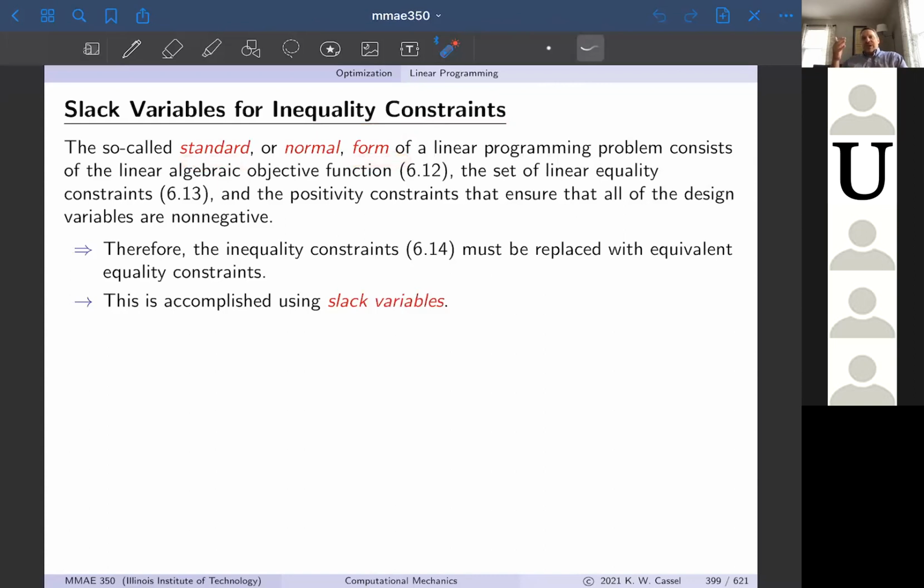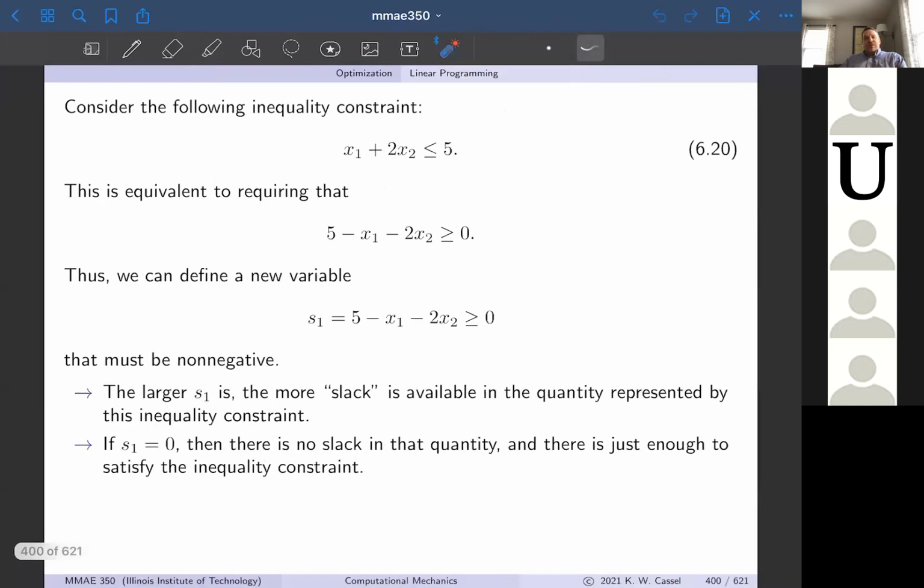So if you remember everything that we had last time, we had the objective or cost function, we had the linear equality constraints, we had the linear inequality constraints, and we had the positivity constraints. In the standard form, we do not have inequality constraints. We only have equality ones. So we need to convert all of our inequality constraints and replace them with equivalent equality constraints. So it's actually quite simple. Again, it seems confusing at first because we're adding in new variables, but it actually is quite straightforward.